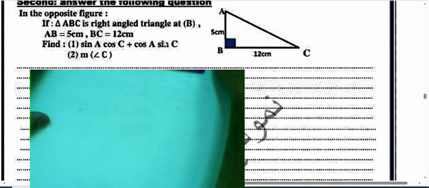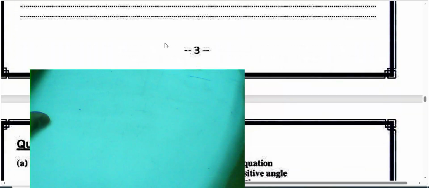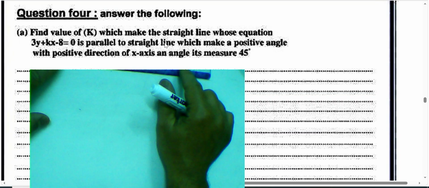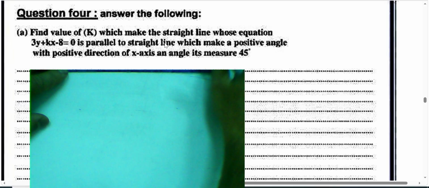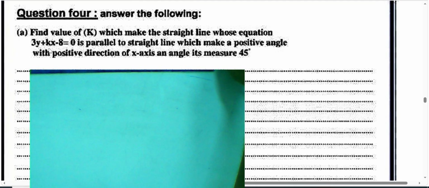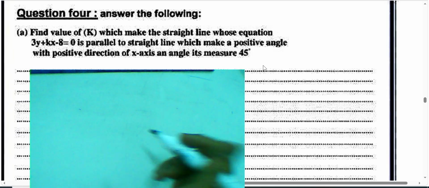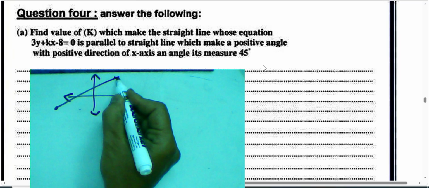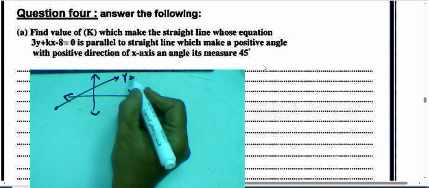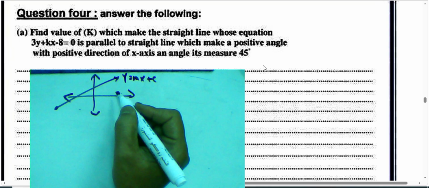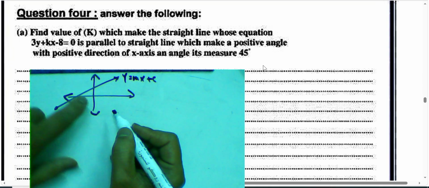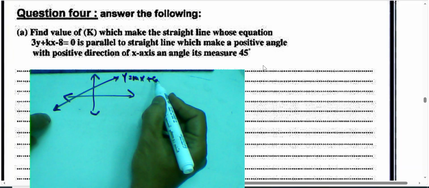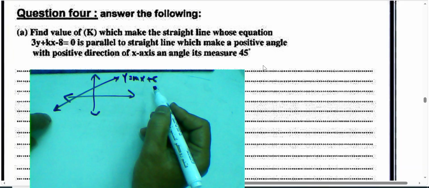Okay, next question down here, question number 4. Find the value of k which makes the straight line with the equation 3y plus kx minus 8 equals 0 parallel to a straight line that makes a positive angle of 45 with the direction of the x-axis. Okay, we have two straight lines. I want to find the equation of the straight line. I will write y equals mx plus a constant, so I want to find the slope of it and the constant of intersection.